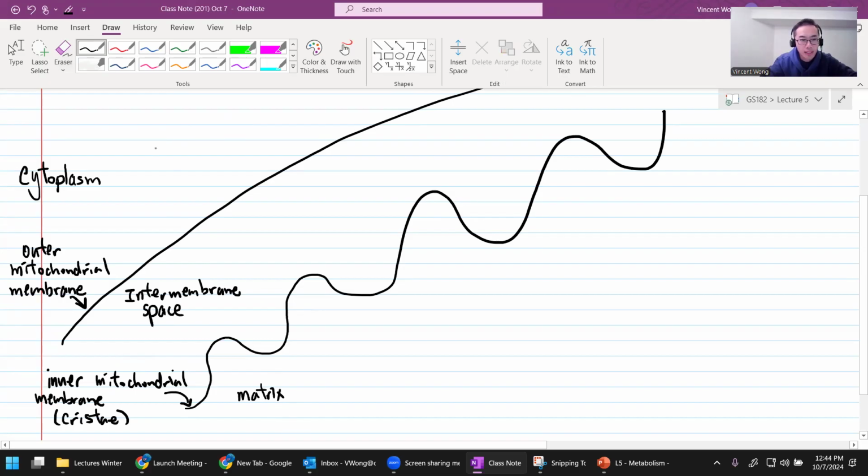Now, don't draw this next part, but basically, this is the mitochondria, and we are zooming in to see what's going on in there. Let me give you a moment to catch up, and we'll continue when you're ready.